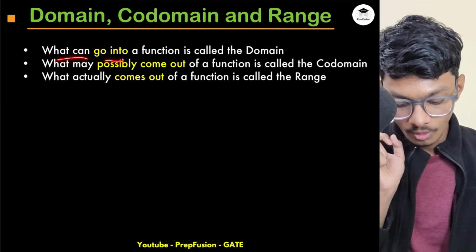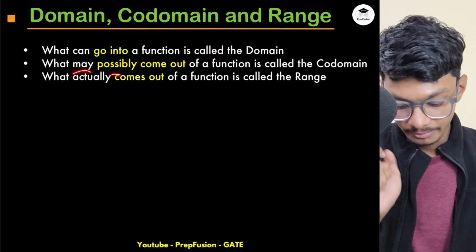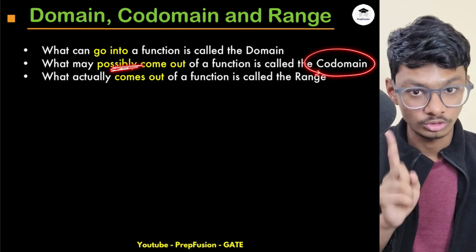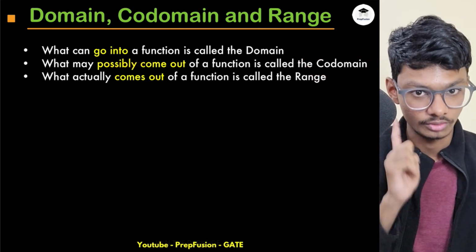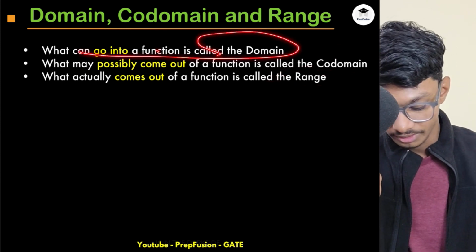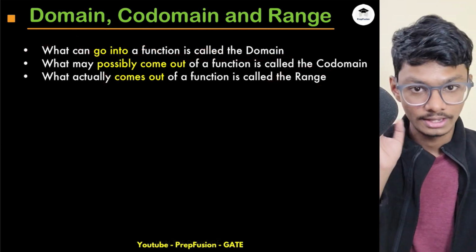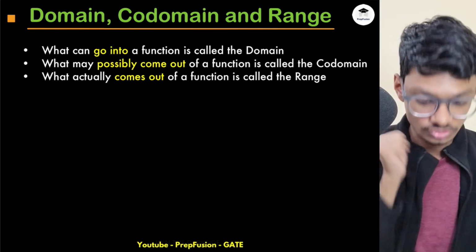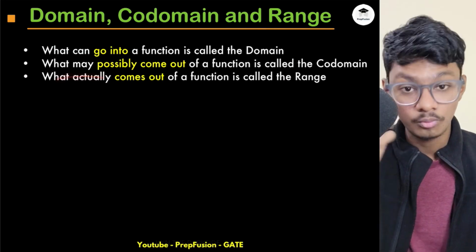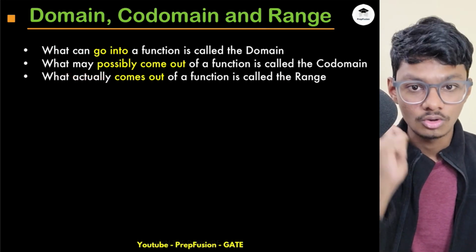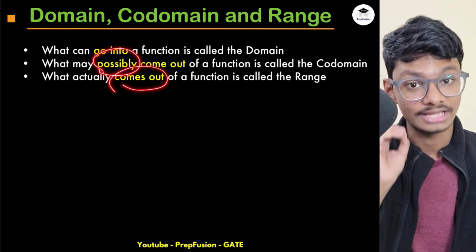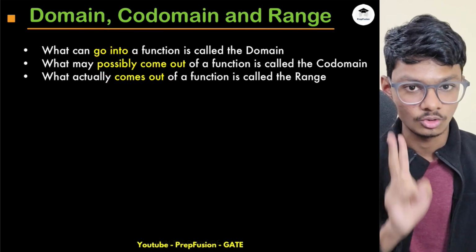What can go into a function is called the domain. What may possibly come out of the function is called the codomain. What can possibly come out of the function, not what comes out. What actually comes out of the function is called the range. So for the particular domain I am giving as input, what actually comes out of the function is known as the range. What may possibly come out is the codomain. That is the difference between range and codomain.